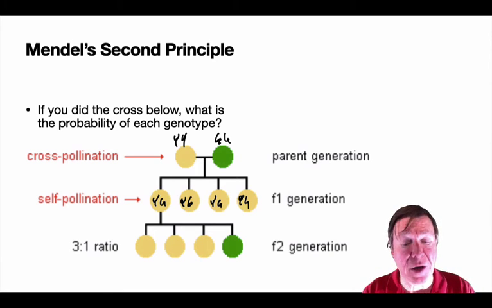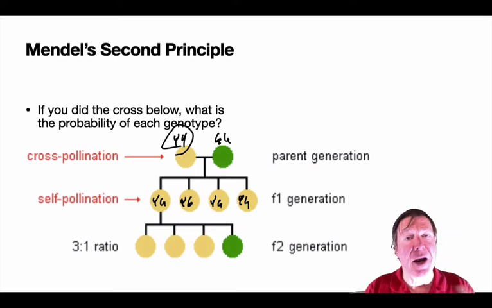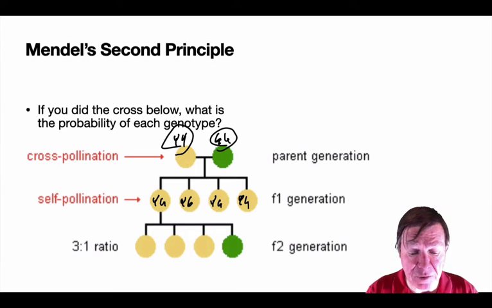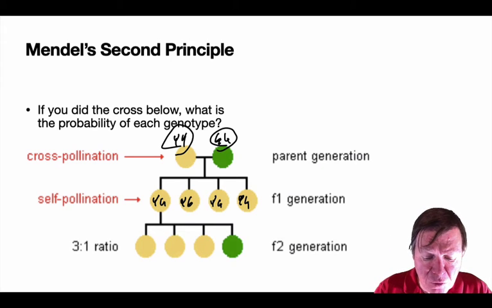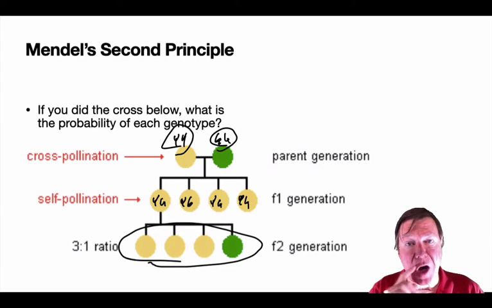That's the only thing the parent could give, this one. And they had to get G from the other parent. It's the only thing the parent could give, G. So we know all of those are YG. So the question is, how come this ratio down here is 3-to-1?